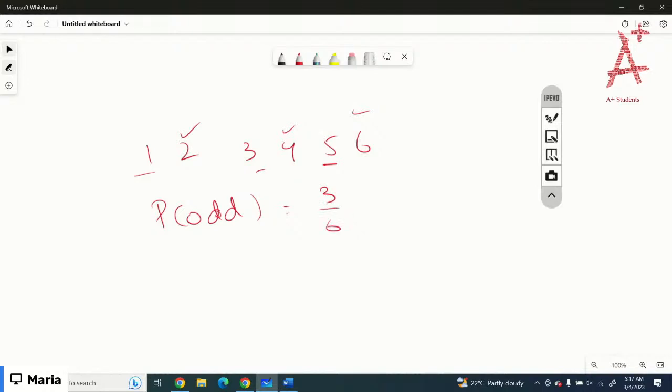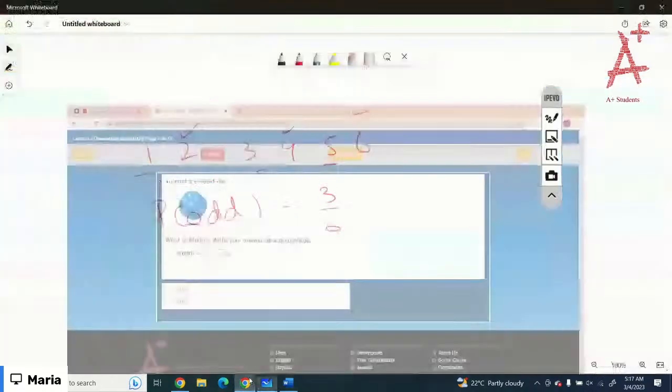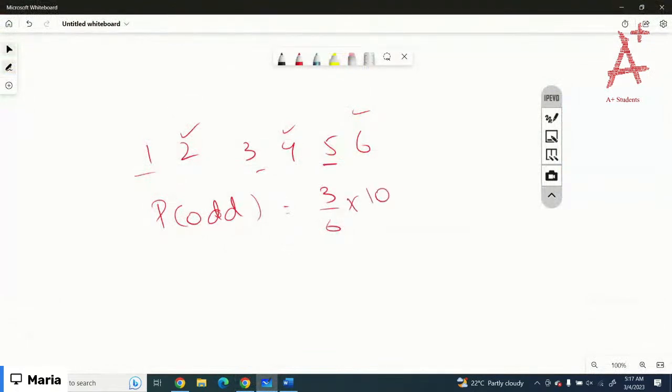You have to write down the answer, I think, in percentage form. Yes, multiply it by 100. It would be 300 divided by 6, and that would be 50%. Got it? Because half of them are even and half of them are odd. So it means 50% of the numbers are even and 50% are odd.